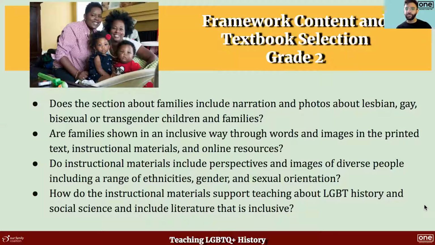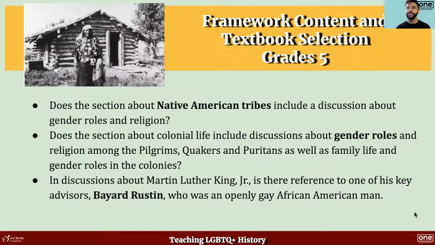So these are some questions that are included in the textbook evaluation kits and the textbook selection guidelines that we can ask when teaching about LGBTQ content in these grade levels. As I said, does the section about families include narration and photos about LGBT children and families? Are families shown in an inclusive way? And are the images and everything included in the textbooks or the materials reflective of the diverse people that we're teaching about? You can go to the next slide, please.